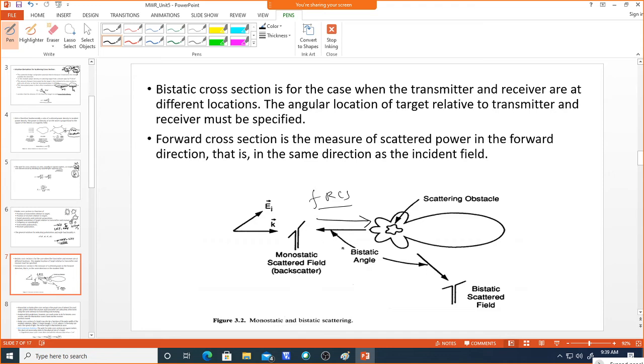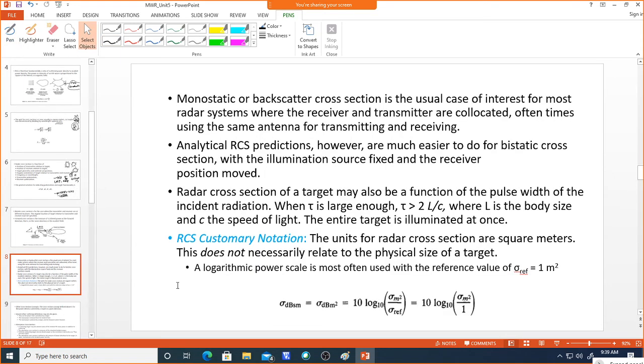So this is the difference between monostatic and bistatic radar cross section. Monostatic or backscatter cross section: the scattered energy follows the same path as the incident wave, and that is why it is called backscatter cross section. It is the usual case of interest for most radar systems.